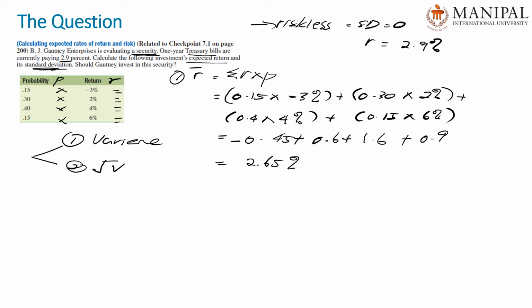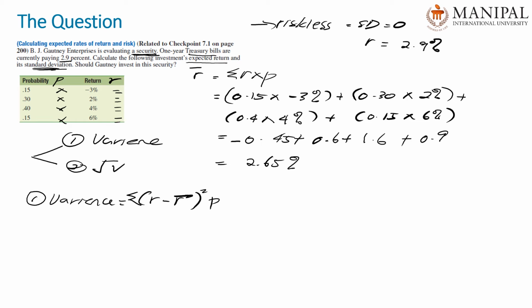This is already done, so let me take this one out so that you don't get confused, as there are so many indicators. So let's do the first one, which is variance. If you remember the formula that I showed you previously, the formula for variance is the summation of (R minus R bar) to the power of 2, multiplied by probability. I forgot to put the summation in front.